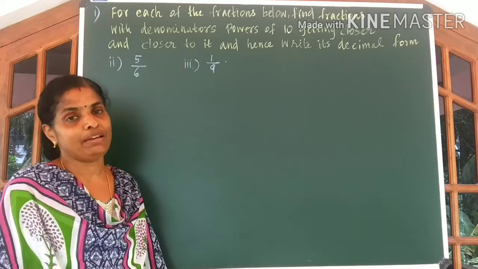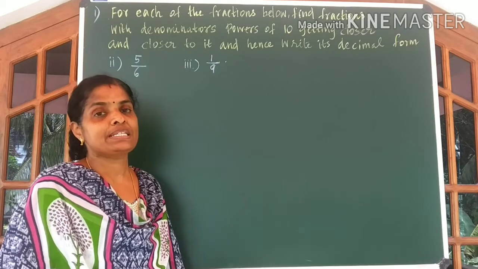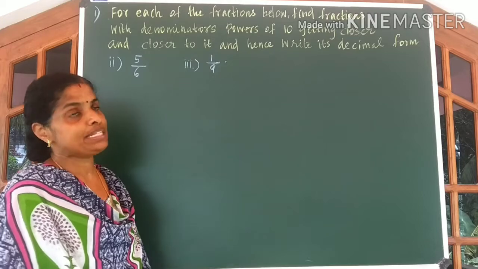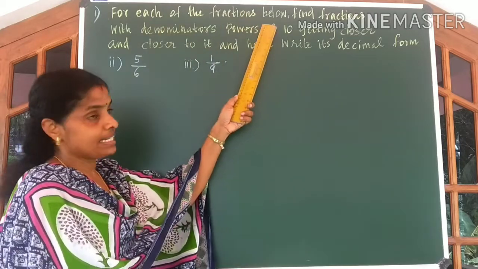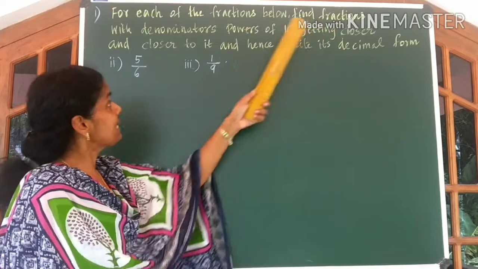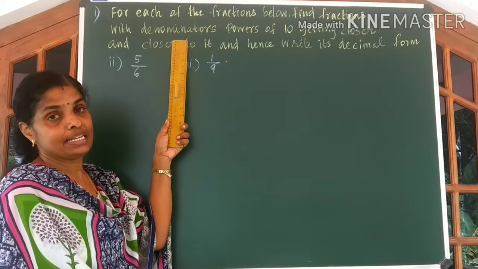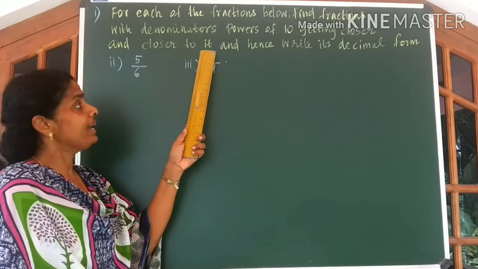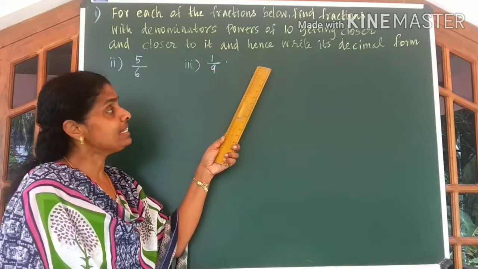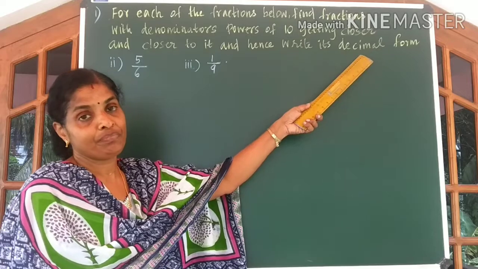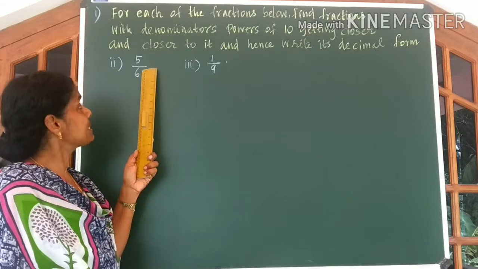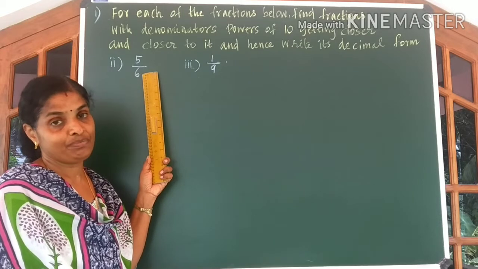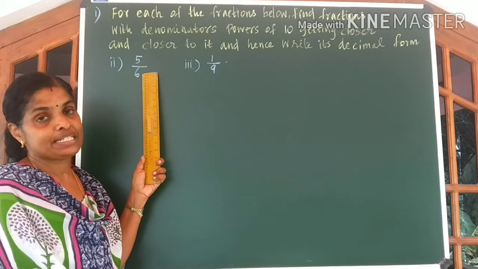Part of decimal forms. Today I am discussing problems of the last exercise. First question: for each of the fractions below, find fractions with denominators powers of 10 getting closer and closer to it, and hence write its decimal form. Here I am discussing the second part. First part is already done. Okay, come to the question.